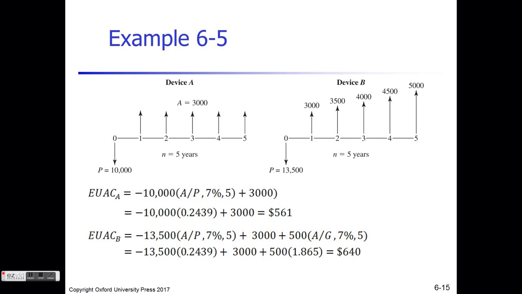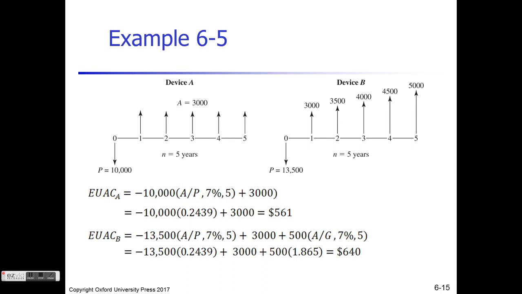In device B, you will have an increment, correct, of 3,000, 3,500, 4,000 every year, and then you will have a present worth of 13,500 in 5 years. So if you see here, it's more probably you can analyze.